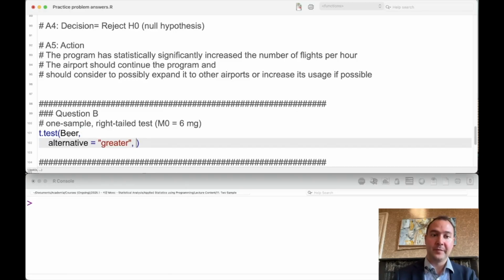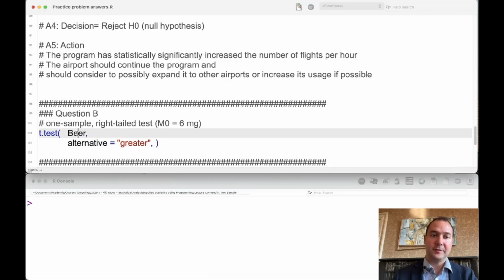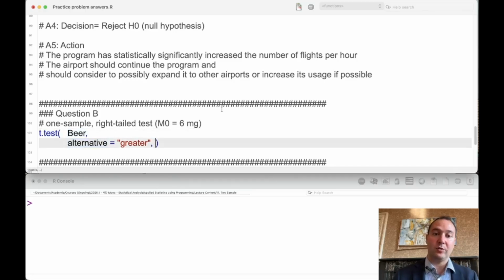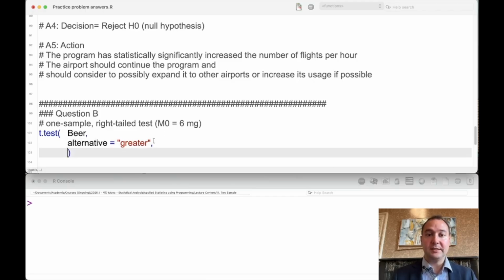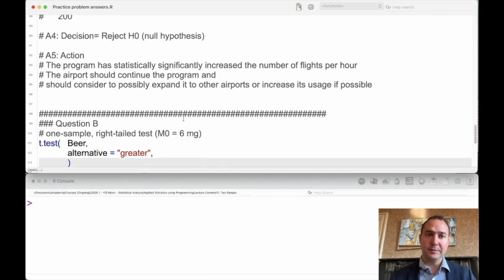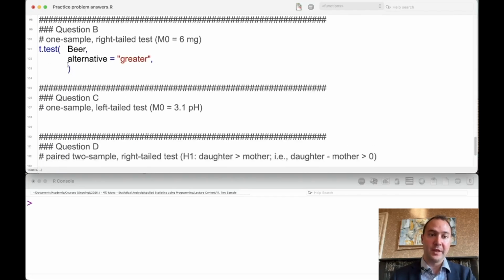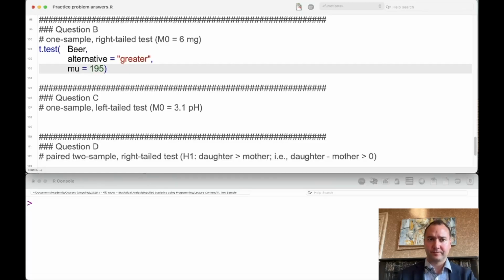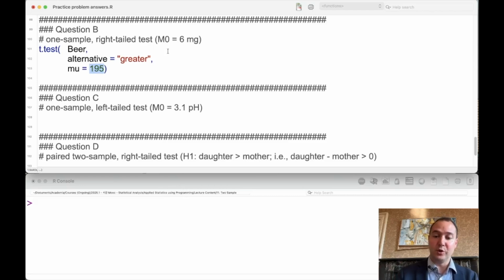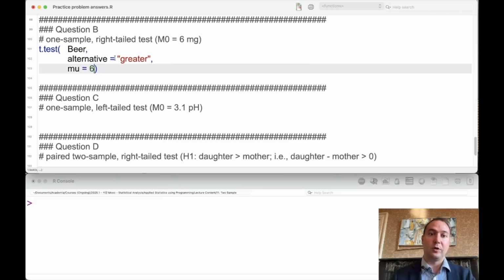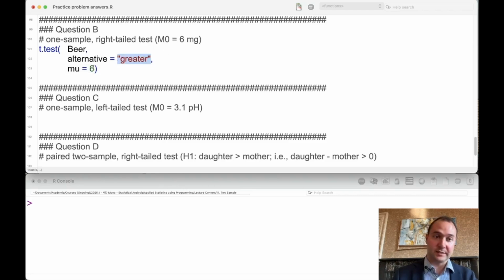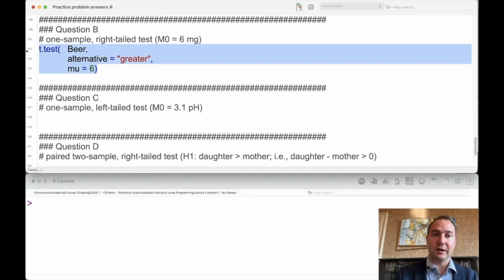All right. So our t-test beer, let's just organize that a little better. Here's our data. Here's the type of test that we're going to do. Next, our mu equals 6 milligrams. Again, we did this before, using this code here, mu equals 195. Just going to paste that here. And actually, this is all we need to do. We need to change our mu to 6 milligrams. We're concerned if we have more than 6 milligrams. Let's just run our code here.